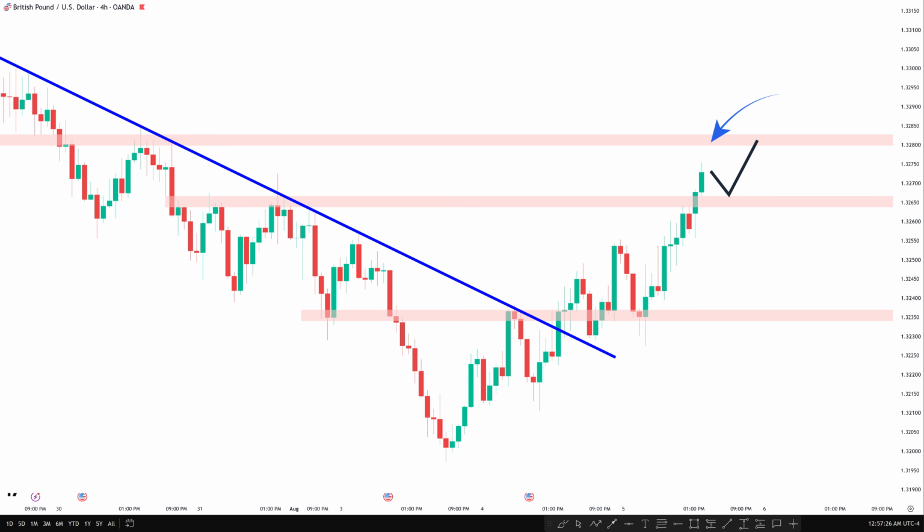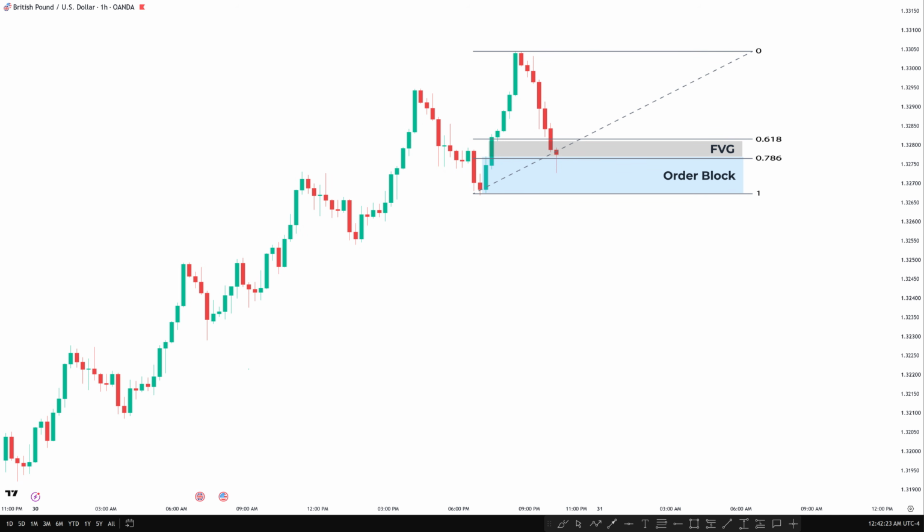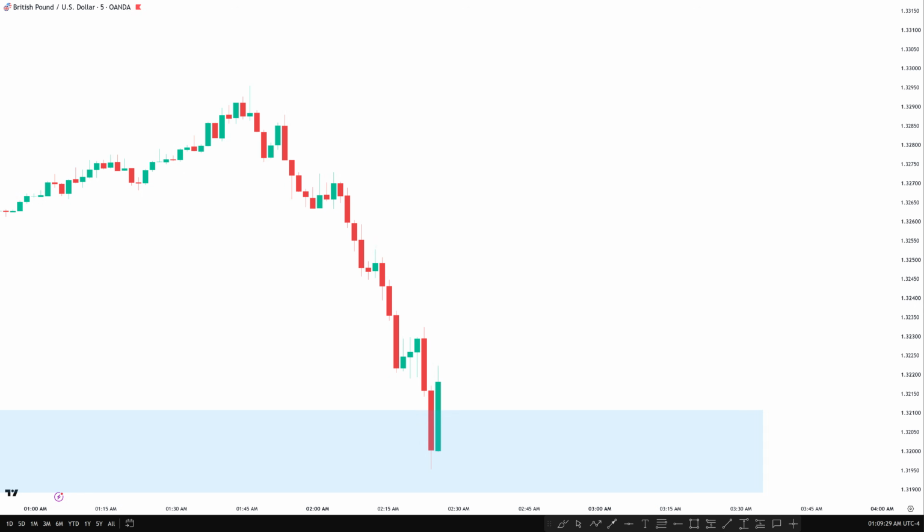Now we return to the 1-hour chart. Some traders would simply place a buy limit inside the order block with a stop loss below the zone. That's a perfectly valid approach, but if you want extra confirmation, this is where the 5-minute chart becomes useful.